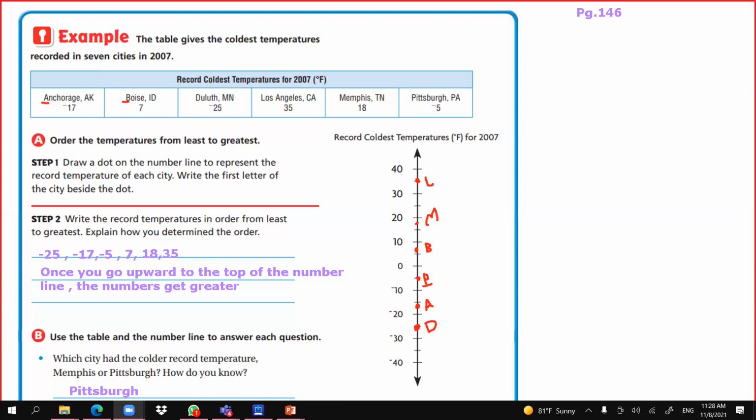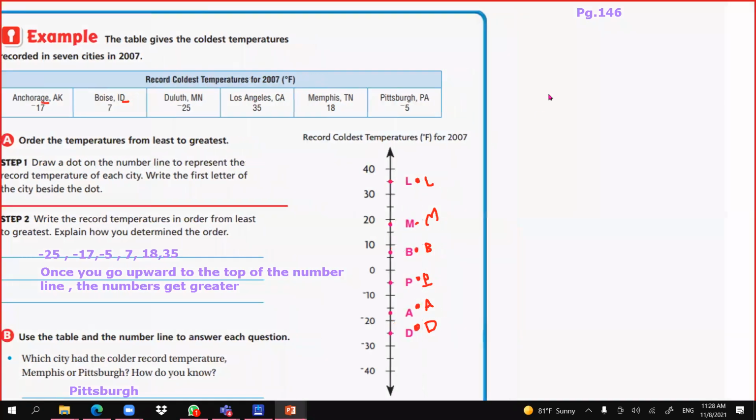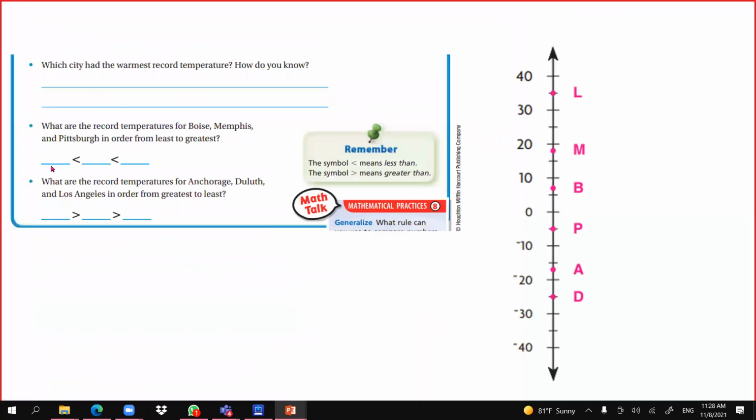Did you finish writing? Okay, now next. Here, which city has the warmest record temperature? Which one is the warmest? Bravo, Los Angeles. How do you know that it is the greatest one? Girls, how do you know that it's the greatest one?